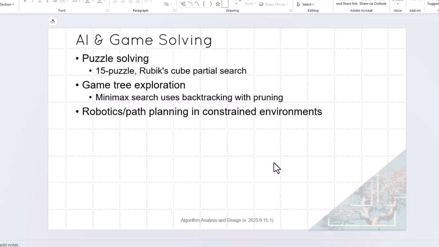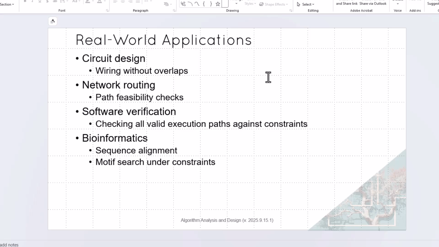AI in game solving, so problems like the 15 puzzle or Rubik's cubes, we can do partial searches on the search space. And game tree exploration, so minimax search using backtracking with pruning. There's alpha-beta pruning and other forms as well. Robotics or path planning in constrained environments are also another thing that we can do. Further real-world applications: circuit design, wiring without overlaps, network routing, where path feasibility checks are important.